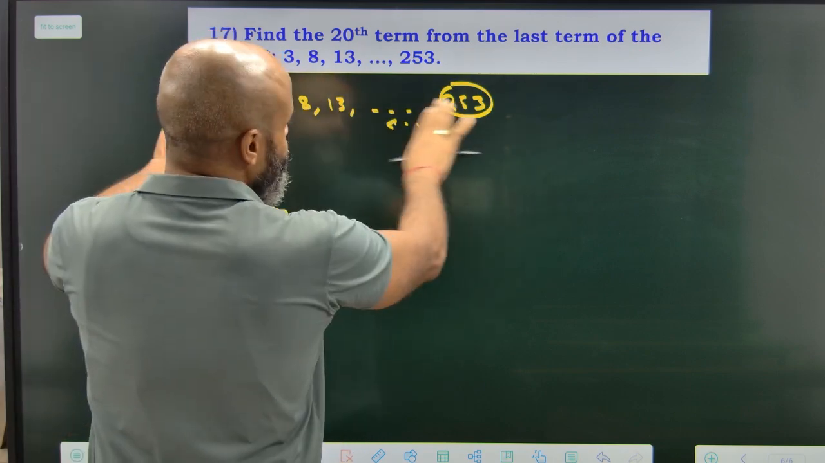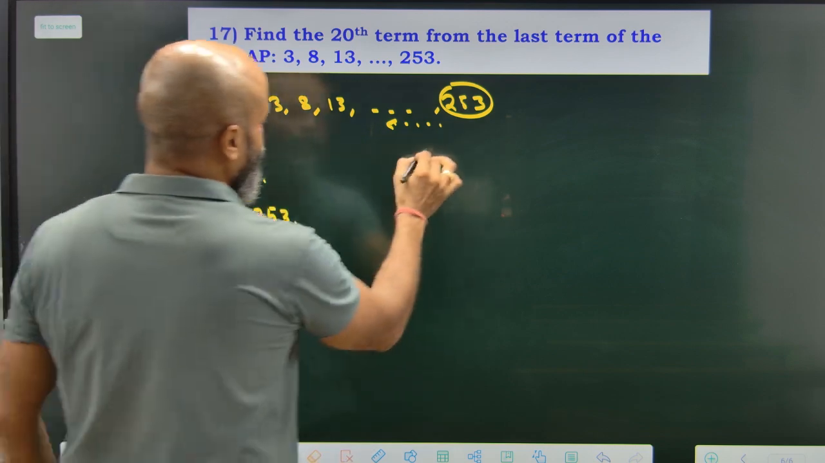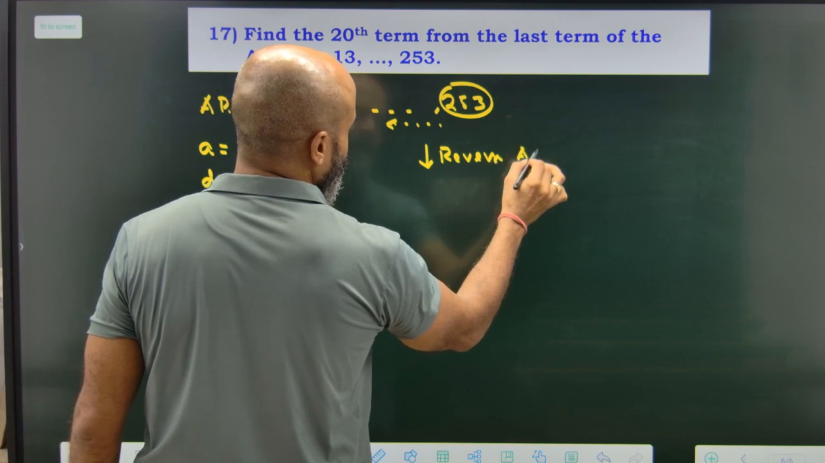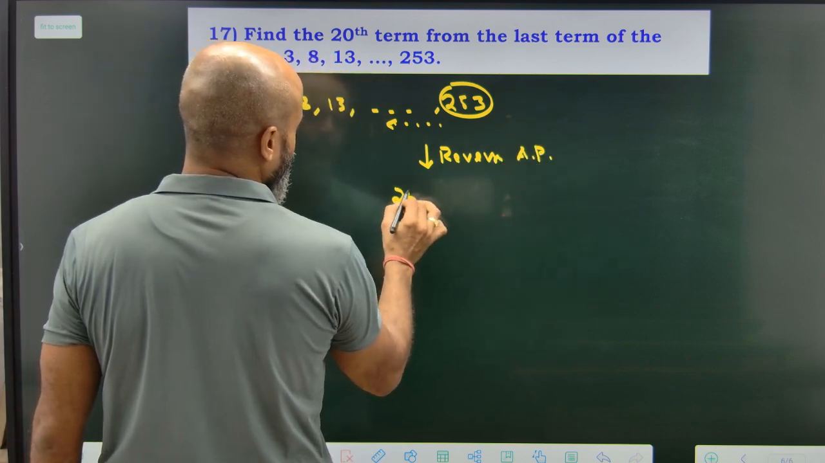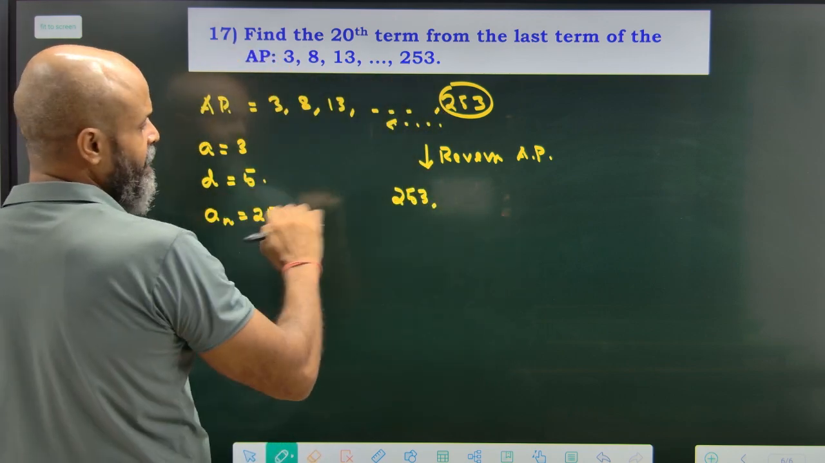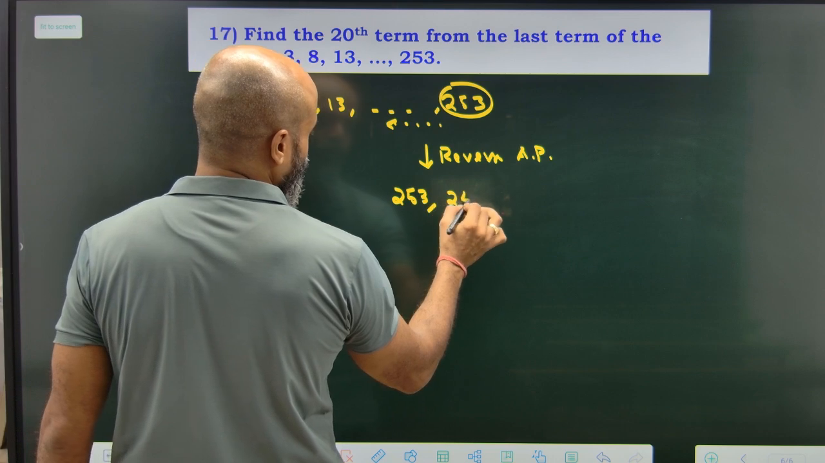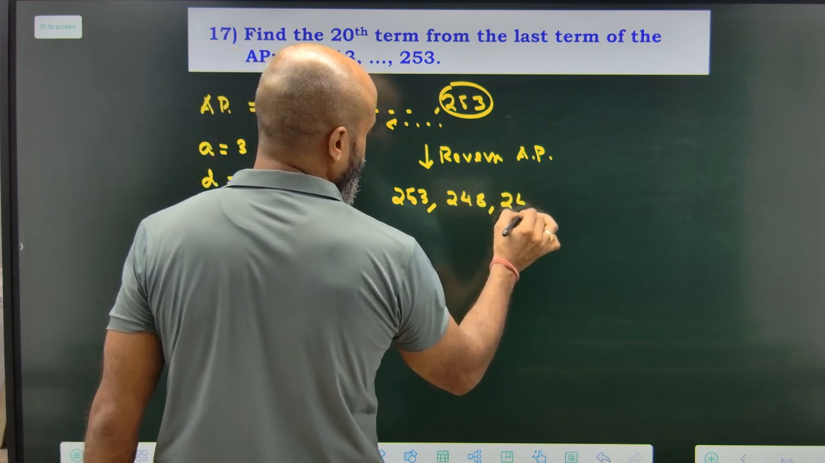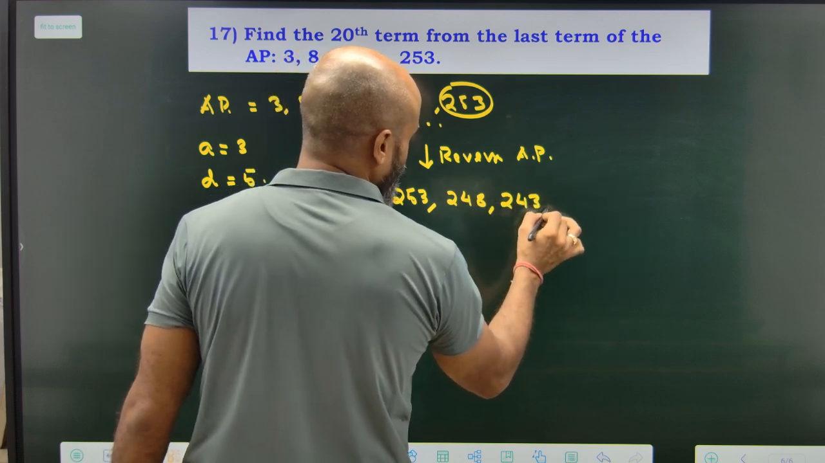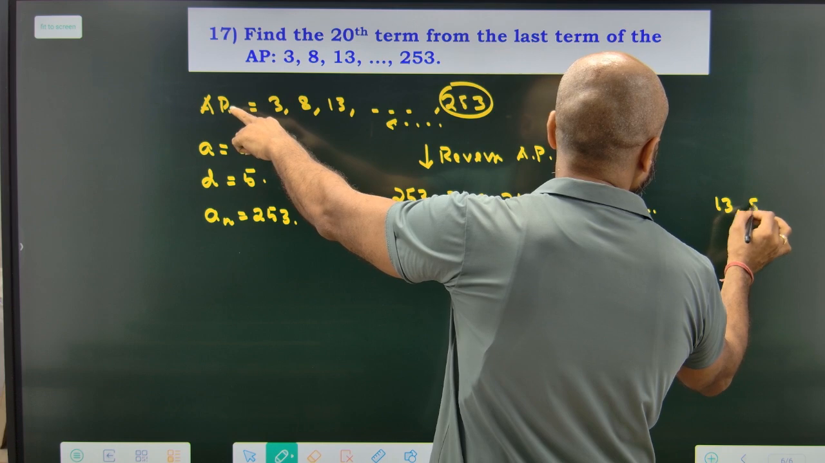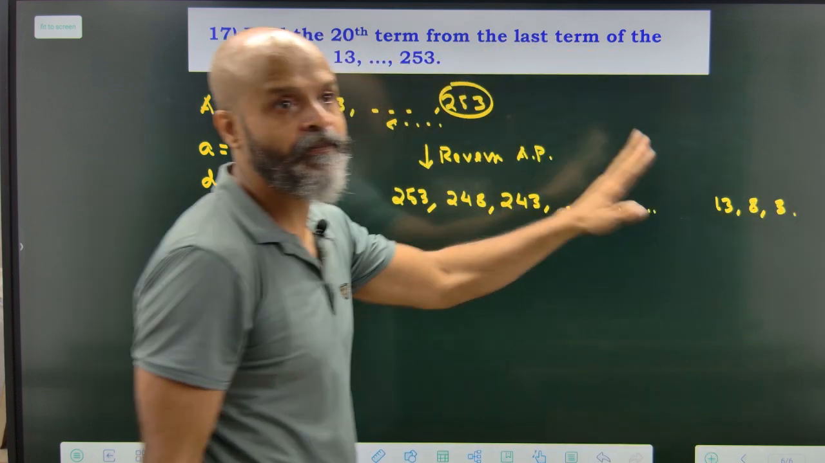So we can write this AP as this, or what will be the reverse AP? If we write in the reverse format, this will be 253. What is the number just ahead of it? Obviously we know that it is minus 5. So here it will be 248, here it will be 243 and so on and so forth. We will come down to 13, 8 and finally 3. So this will be the reverse AP.